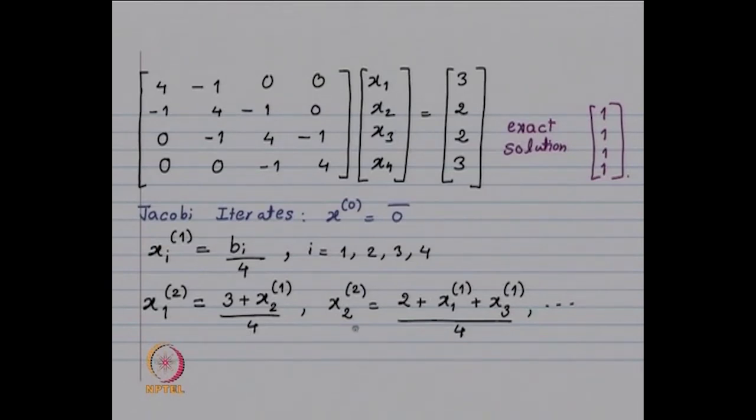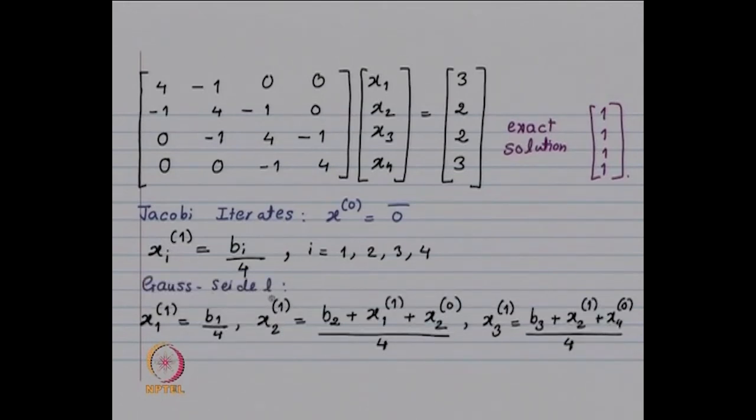Then when you consider x 2 2, this is going to be equal to 2 plus x 1 1 plus x 3 1, and then divided by the diagonal entry, that is 4. So, when we calculate x 2 2, we have already calculated x 1 2. Here, if instead of x 1 1 we use x 1 2, the recent value available, then that becomes the Gauss-Seidel method. Now look at x 3 2, that is going to be equal to 2, then plus x 2 1 plus x 4 1 divided by 4. Even though x 1 2 is available, we are not using it here, that is for the Jacobi iterates.